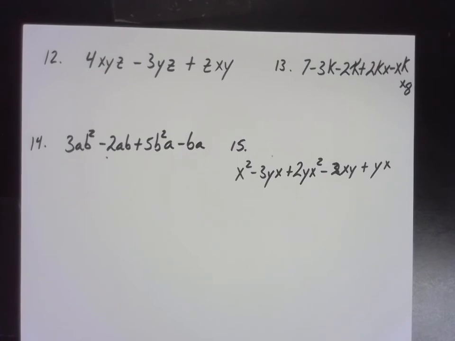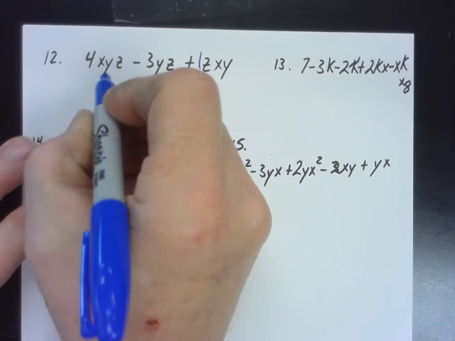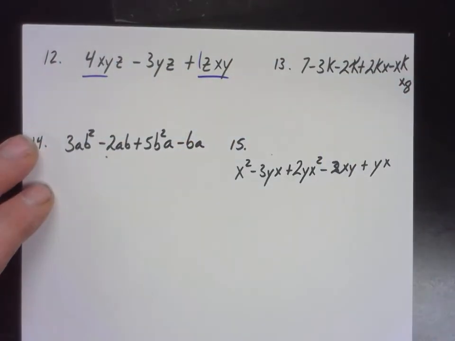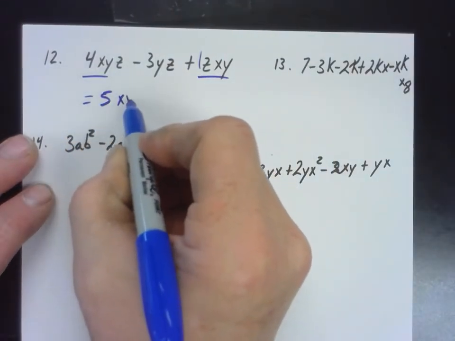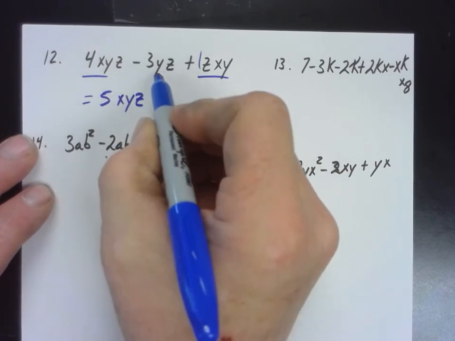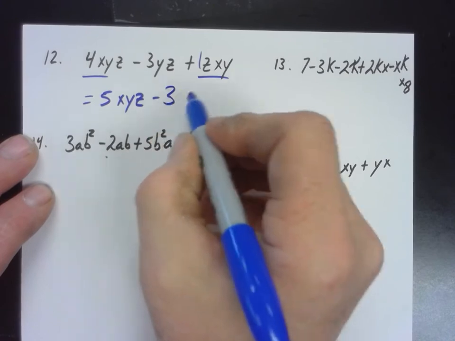Okay, let's take a look. So number 12. At first I thought there were no like terms, but then I looked a little closer, and I think the first and the third term are like terms, aren't they? They're both xyz, aren't they? And so I can put those together and say 5xyz. And then this middle term, it's not a like term. It doesn't go with anything, so I'm just going to list it down.